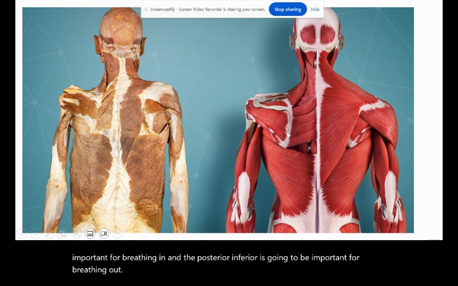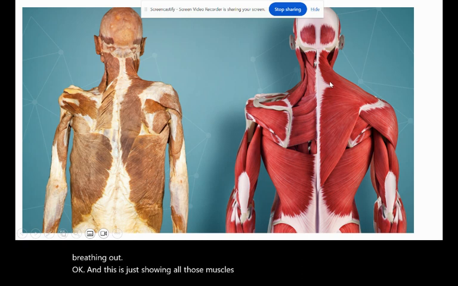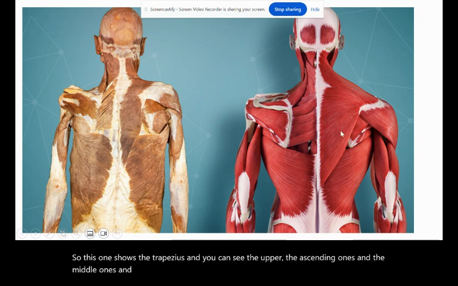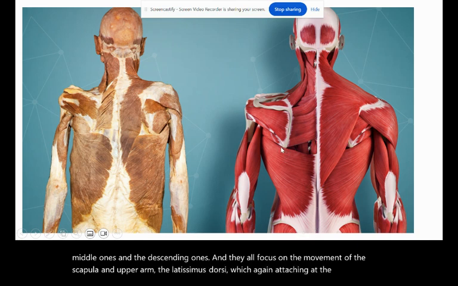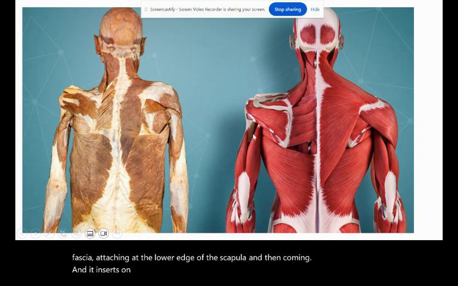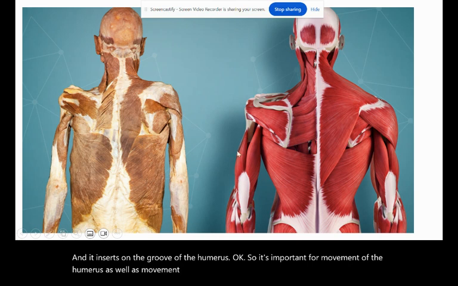Okay, and this is just showing all those muscles. So you can see the outermost layer here. This one shows the trapezius, and you can see the ascending ones and the middle ones and the descending ones, and they all focus on the movement of the scapula and upper arm. The latissimus dorsi, again, attaches at the thoracolumbar fascia, attaches at the lower edge of the scapula, and then comes around and inserts on the groove of the humerus. Okay, so it's important for movement of the humerus as well as movement of the scapula.